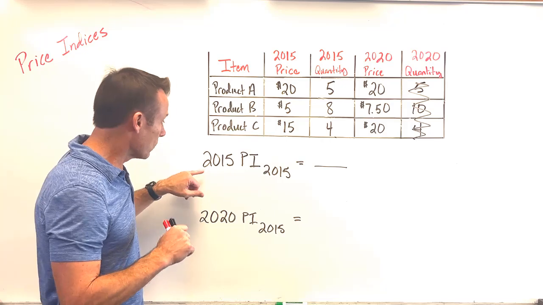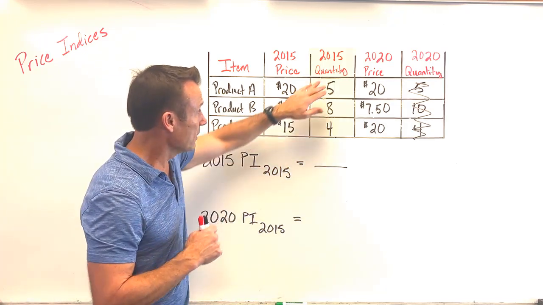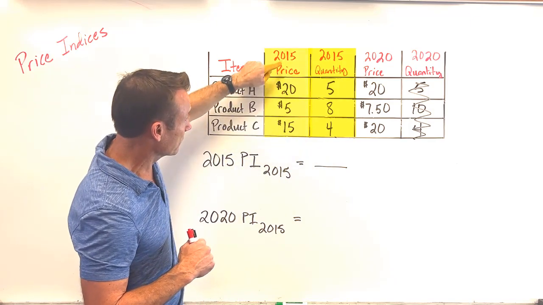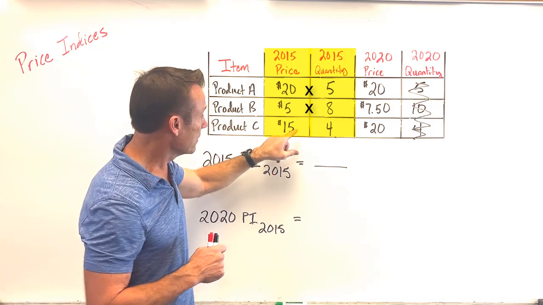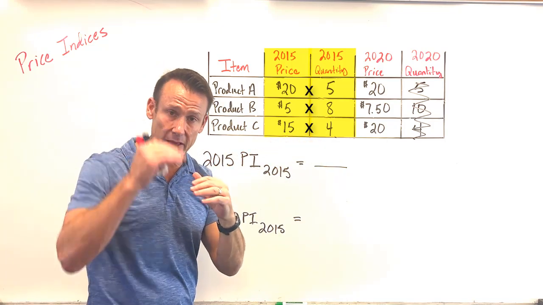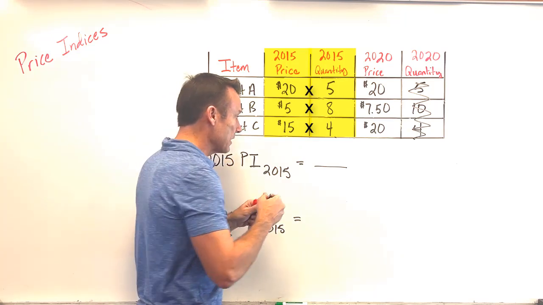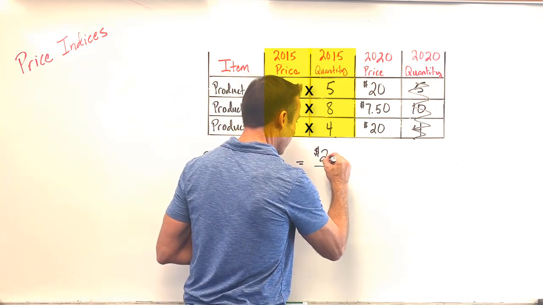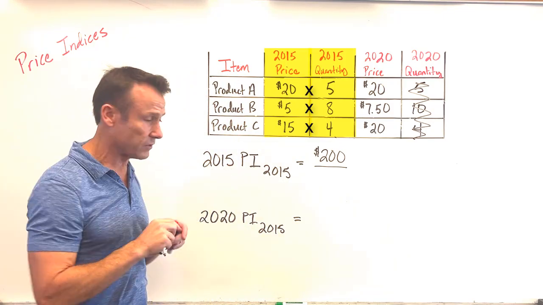So again, we're gonna check out our market basket with 2015 prices, okay? So here's our market basket. Here's the prices we're gonna use, right? 2015, 20 times 5, 100, 5 times 8, 40, 15 times 4, 60. Add those together, just checking out a market basket. That's all we're doing. You add those together and you get 200, okay? So we just checked out the market basket with our 2015 prices.